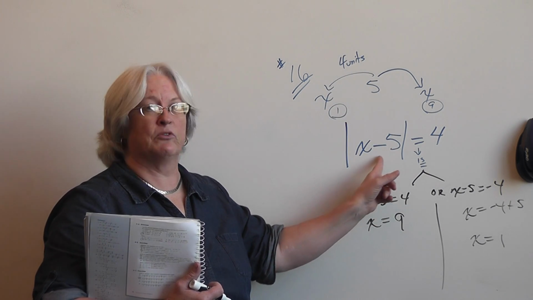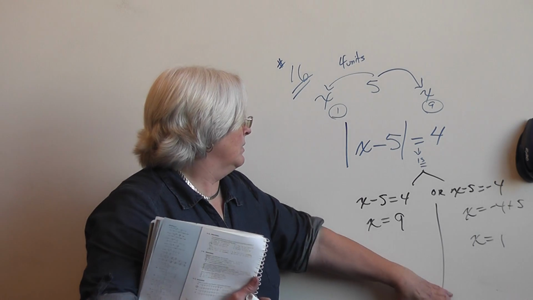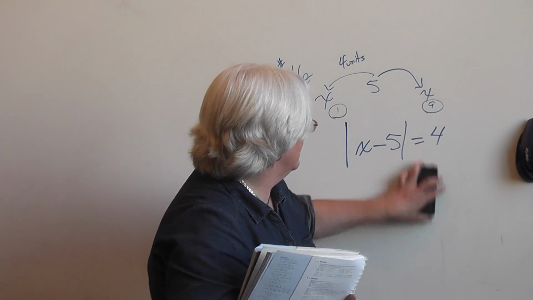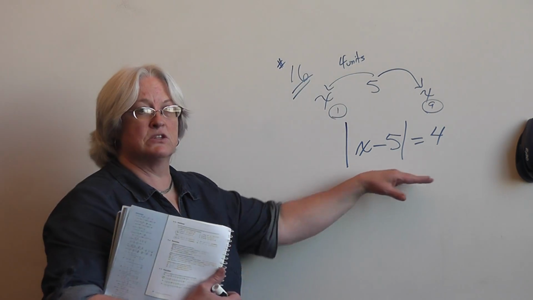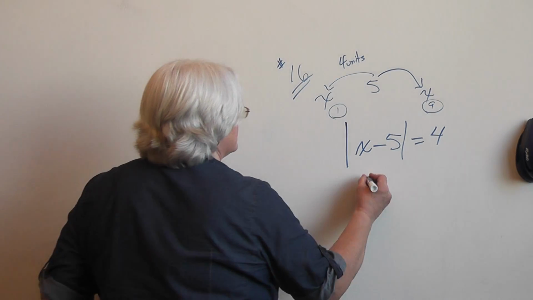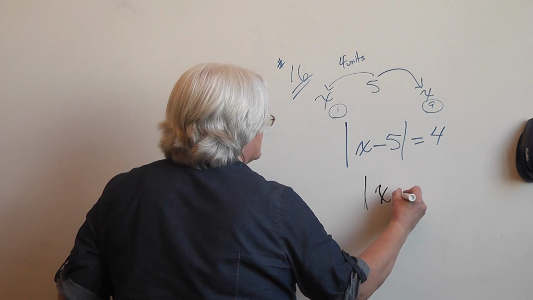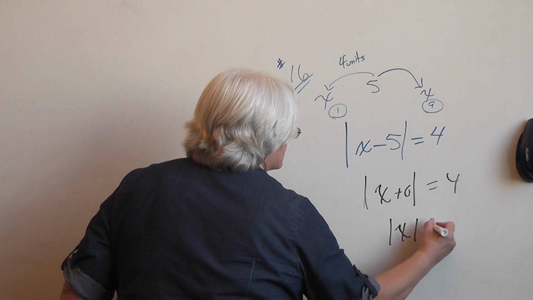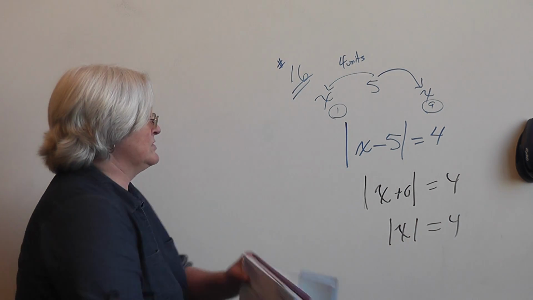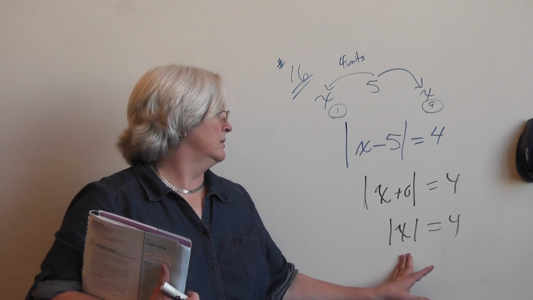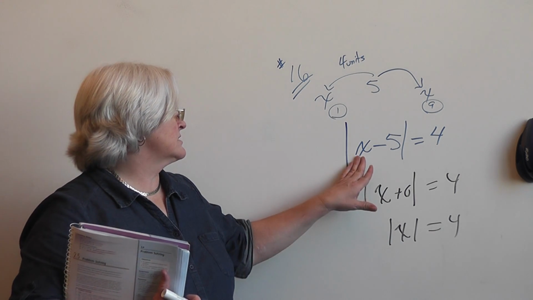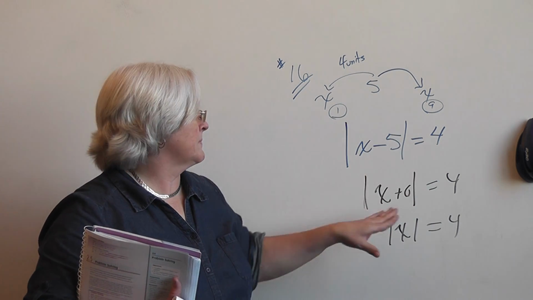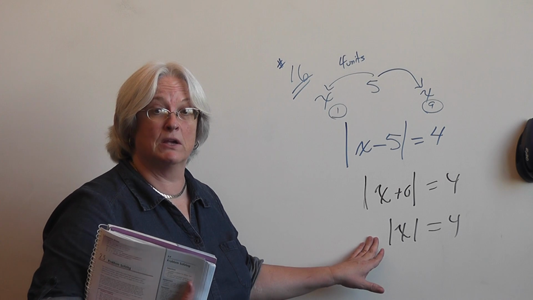This is from some number. If we had the distance from 0, what would you have? Hey, that just made a lot of sense to me. This says the distance from 5 is 4. This says the distance from 0 is 4, which is the absolute value of x. The distance from 0 is 4. The distance from 5 is 4. So this is another connecting piece here.